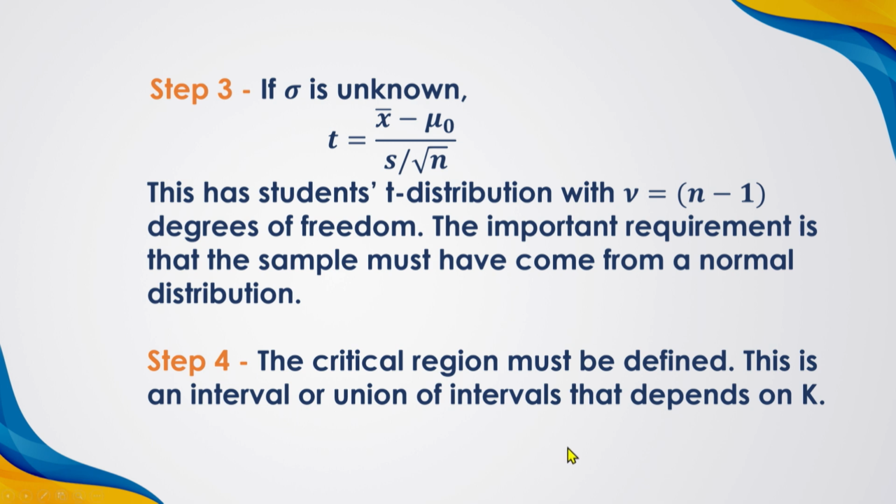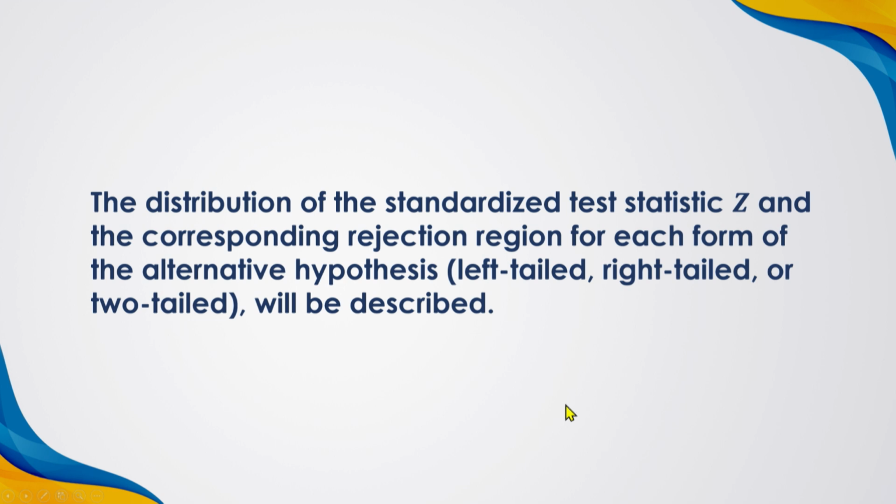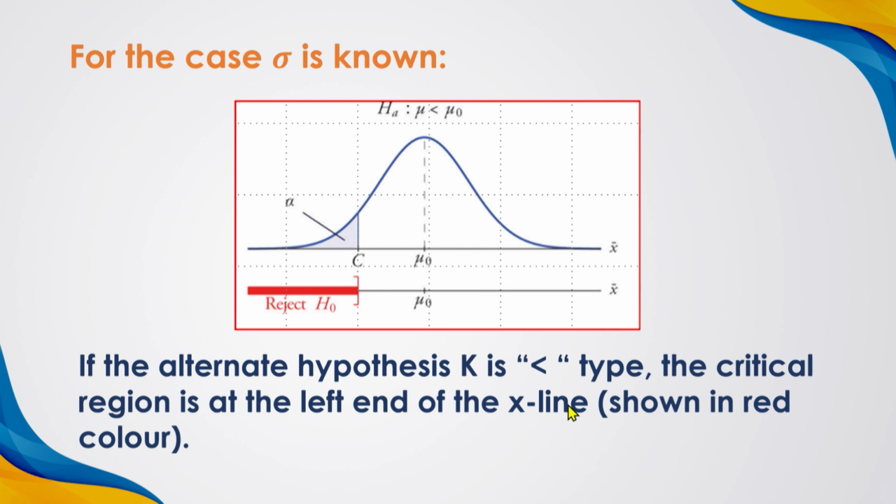The critical region must be defined as in step 4. This is an interval or union of intervals that depends on K. The distribution of the standardized test statistic Z and the corresponding rejection region for each form of the alternative hypothesis, that is left tailed, right tailed or two tailed, will be described. For the case sigma is known, we have drawn a picture.